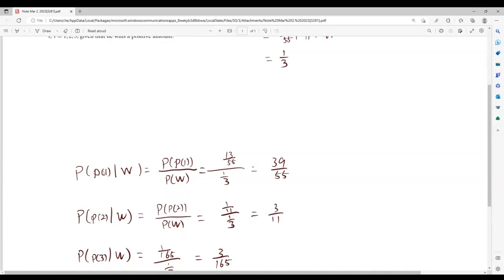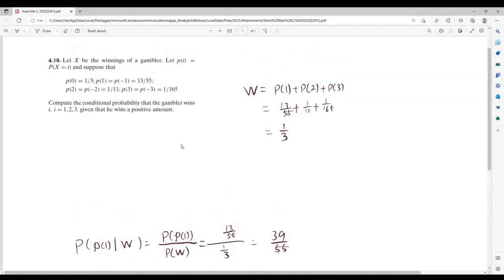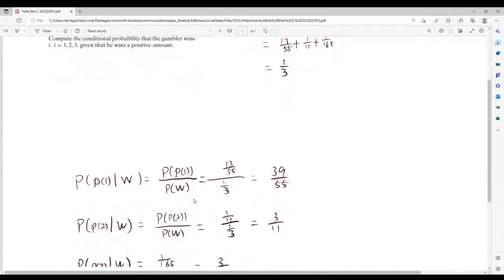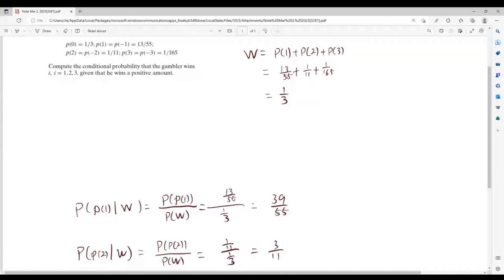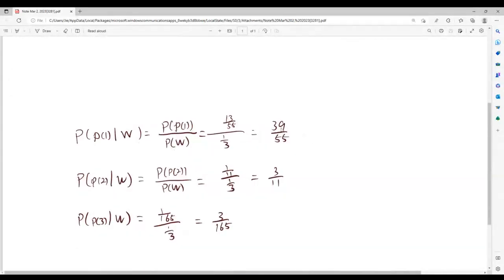When i is 1, we have P1 intersect W. So we have those 3, and then among those 3 we choose P1, so that would just be P1, and that would be 13/55 divided by the probability of W, which is 1/3. We have 39/55, and similarly for the rest of them, we got those 3 answers.